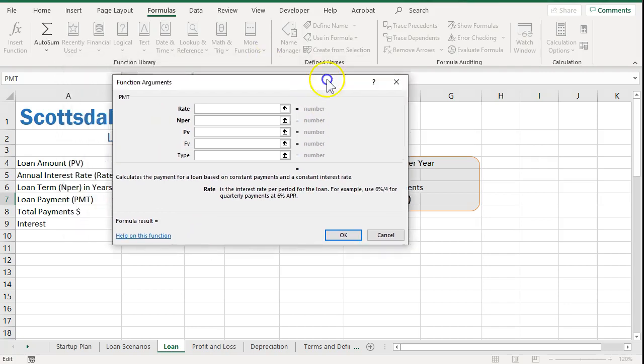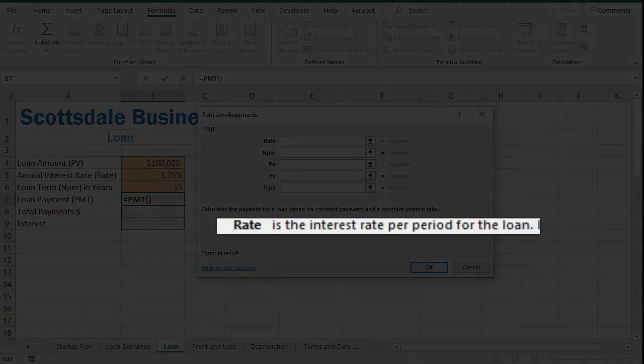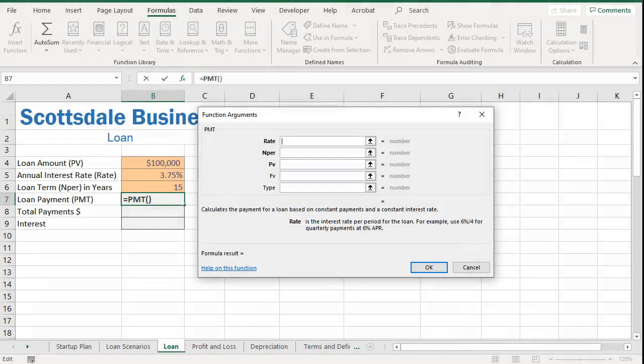For this example, we will use three arguments: rate, NPER, and PV. The rate is the interest for the loan. The interest rate is an annual rate, which means we need to divide the rate by 12. 12 represents 12 months in a year. Click into cell B5 and divide by 12.